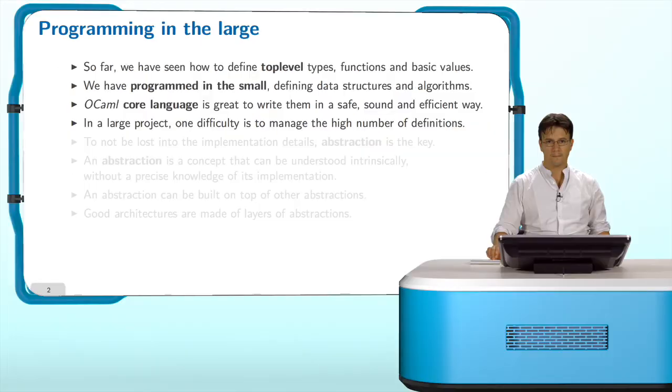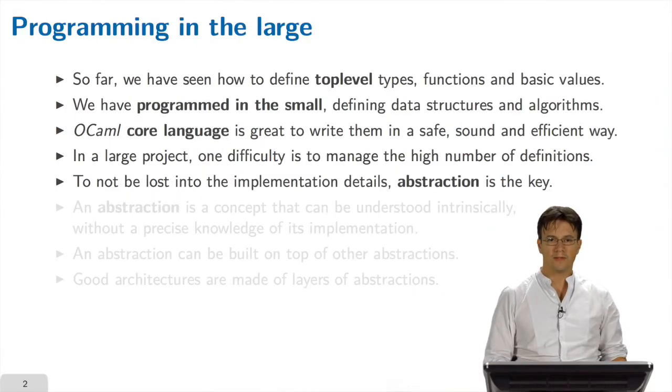So now, when you have to deal with the development of a large project, you have an extra difficulty, which is to manage the complexity of your system. That can come from the high number of definitions. The problem is that sometimes in a large system, you can be lost in the implementation details. And an answer to that problem is what is called abstraction in software engineering.